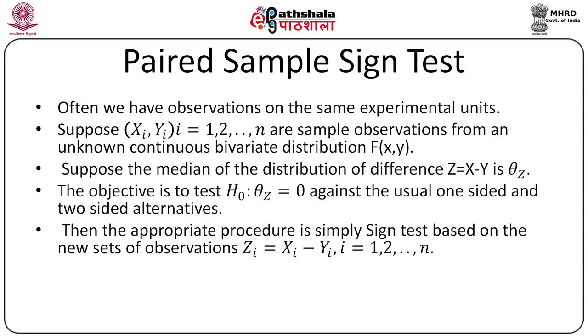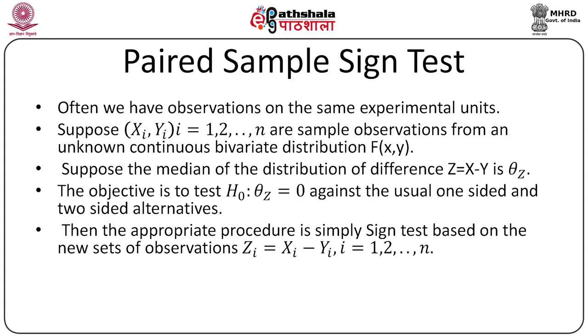Then the null hypothesis is that X and Y are exchangeable. That is, the distribution of X, Y is nothing but the distribution of Y, X. Suppose the median of the distribution of difference Z equal to X minus Y is theta Z. Then under H0, theta Z equal to 0. Thus, the objective is to test the null hypothesis theta Z equal to 0 against the usual one-sided and two-sided alternatives.